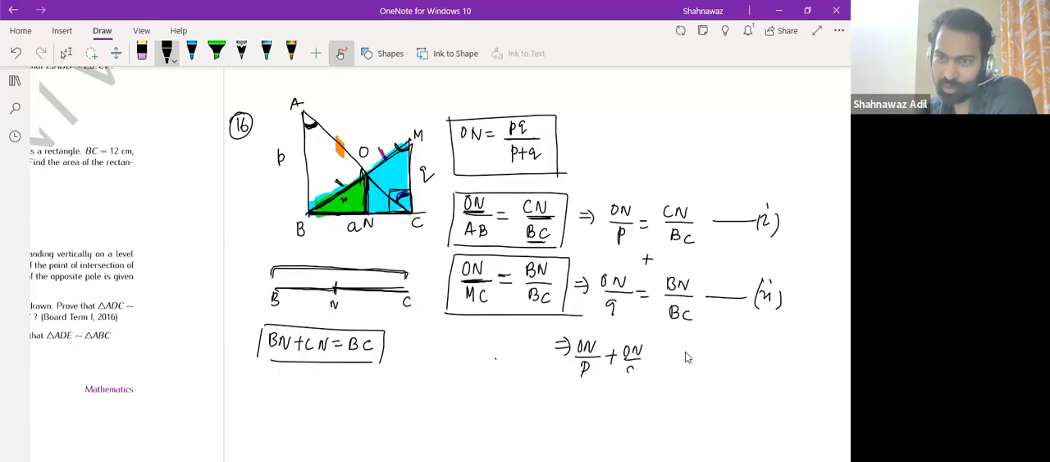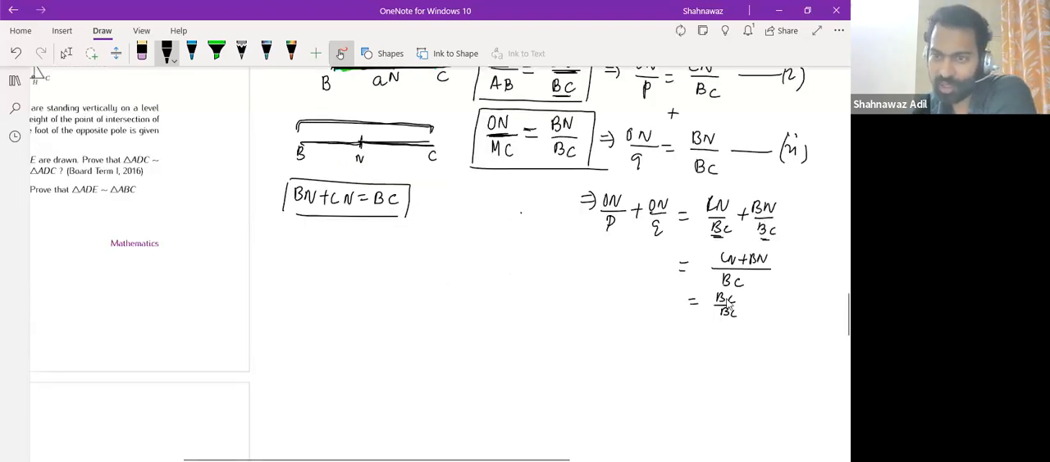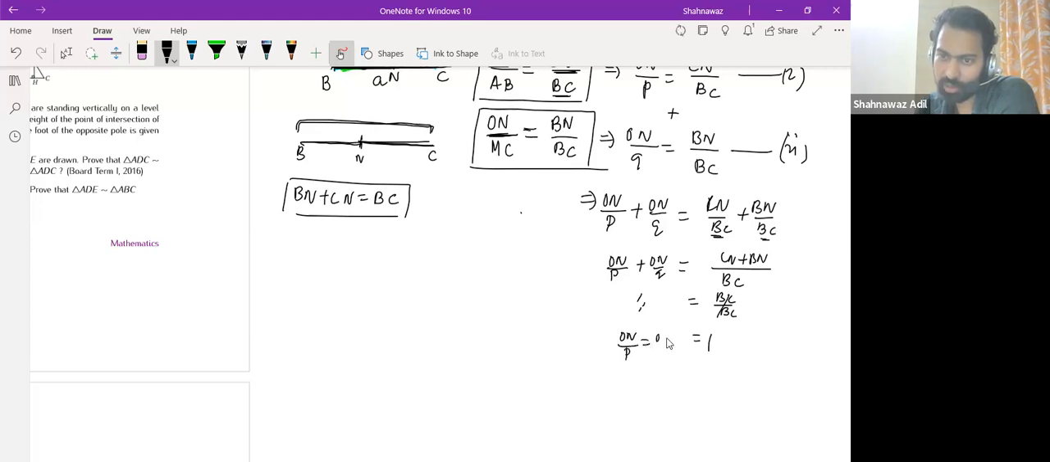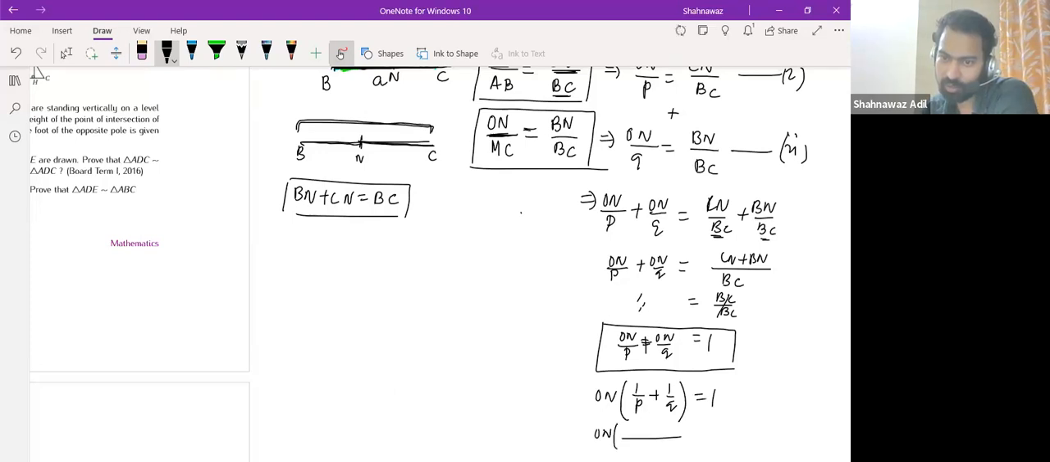Good. So CN by BC plus BN by BC. This denominator is the same, so I have BC over CN plus BN. As you said, this is BC by BC, which means this cancels and I have 1. So ON by P plus ON by Q equals 1. ON is common, so I have 1 by P plus 1 by Q equal to 1. So ON times (Q plus P) over PQ equals 1. So ON is how much? PQ divided by P plus Q.